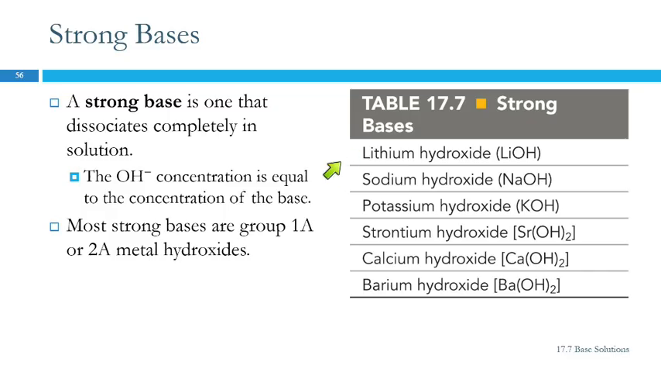Hydroxides, things like lithium hydroxide, sodium hydroxide, potassium hydroxide. The ones you have to watch out for in terms of the hydroxide ion concentration are things like strontium, calcium, or barium, where you have 2 hydroxides per unit of barium hydroxide. And so there probably is a question on the exam that's going to try to trick you with that.